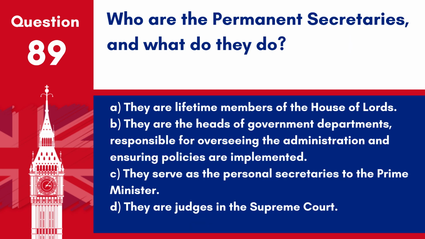Question 89. Who are the permanent secretaries and what do they do? A. They are lifetime members of the House of Lords. B. They are the heads of government departments responsible for overseeing the administration and ensuring policies are implemented. C. They serve as the personal secretaries to the Prime Minister. D. They are judges in the Supreme Court.